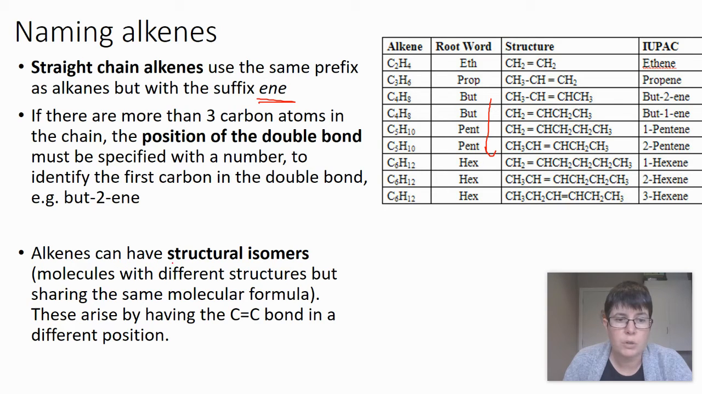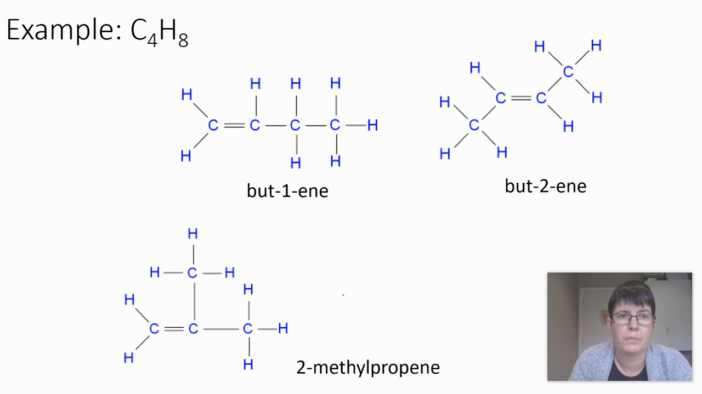Alkenes can have structural isomers. These are molecules with different structures but sharing the same molecular formula. They arise by having the carbon-carbon double bond in a different position. So they would be positional isomers.